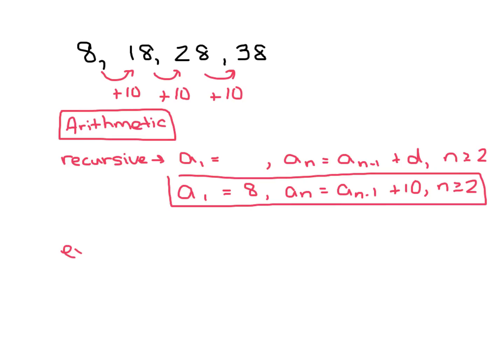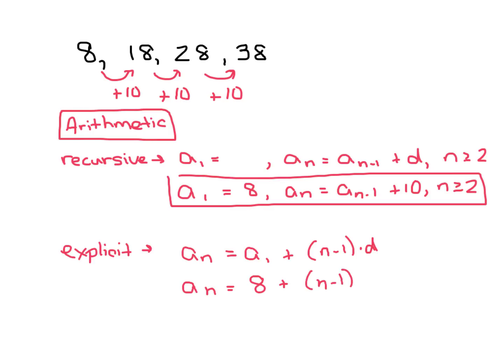Next, if we want to look into explicit for the arithmetic sequence, we will look at any term equal to the first term plus our n minus 1 multiplied by d, our common difference. So this requires a little bit more work. We have our first term at 8 plus our previous term, n minus 1, times d, our common difference of 10. Now this does require a little bit of distributive property in order to simplify.